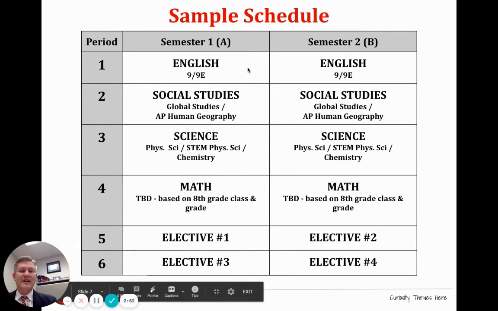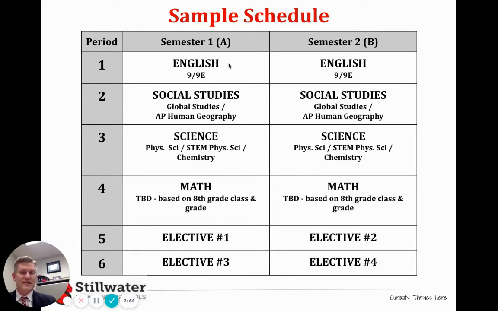But in each of these classes, your choices really boil down to this. In English, there are 2 different offerings for incoming 9th grade students. English 9 is our traditional English track. That's a required course for students to graduate from high school. It's a college prep course for students that want to go off to college when they're done. As an alternative to that, the one other option that's open to students is English 9 Enriched.